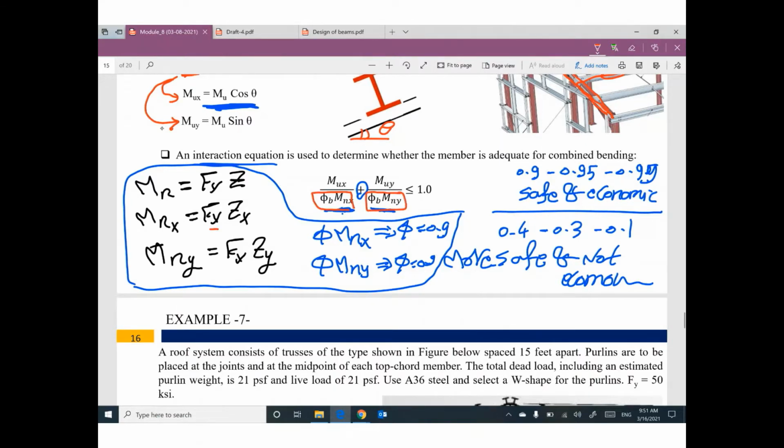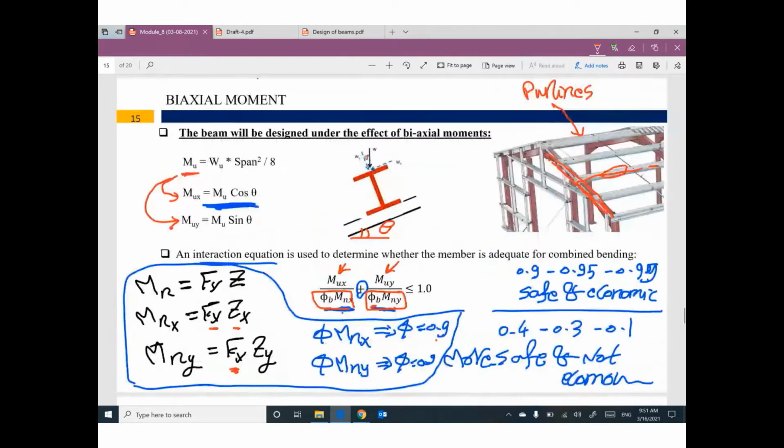Mnx is F yield times Zx. Mny is F yield times Zy. Phi will be 0.9, so I can figure out the denominators. The numerators come from loading. First step, I need to figure out M ultimate, WL squared divided by 8. Then, by using this angle theta, I can figure out the M ultimate x and the M ultimate y. Then I can set up this interaction equation to check that the two terms sum to less than 1.